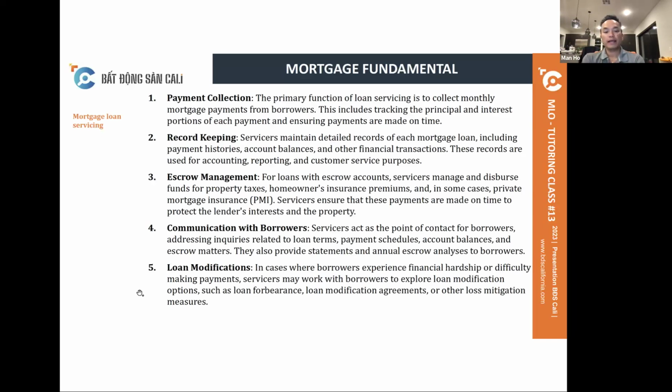Loan modification. In some cases where the borrower experiences a financial hardship or difficulty making payments, the servicer may work with the borrower to explore ways that they can modify the loan, such as modify the term, the rate, the payment, and then change the loan agreement. And also come up with some kind of loss mitigation measure. So instead of foreclosing the home, the servicer can work with the borrower to modify the loan at a lower interest rate or even extend the period of time so that it fits the borrower's financial condition.